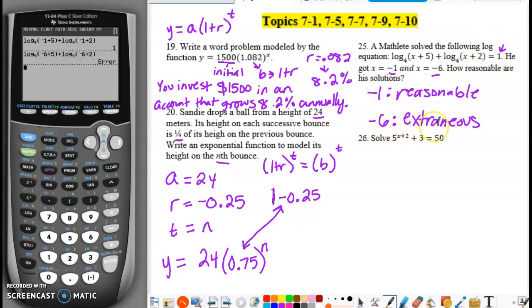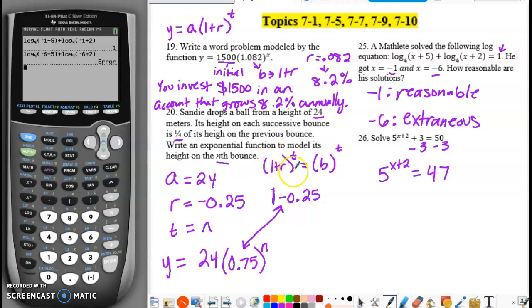Negative 6 is extraneous. Looking at number 26, it's asking us to solve 5 to the x plus 2 plus 3 equals 50. So what we're going to do is start by subtracting 3. And we're going to get 5 to the x plus 2 is equal to 47.